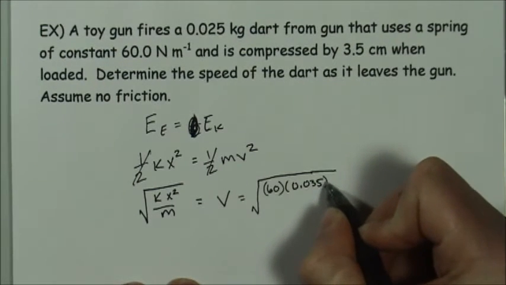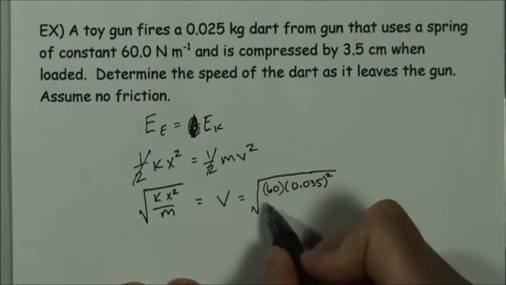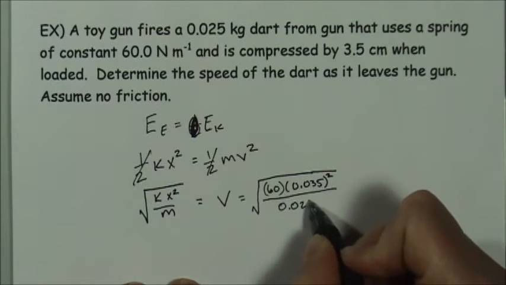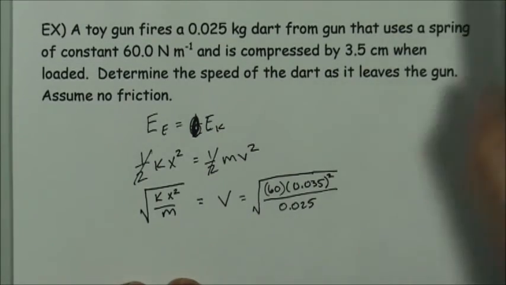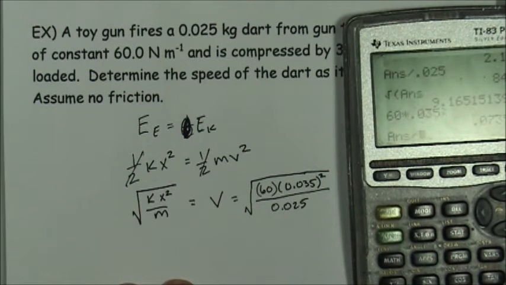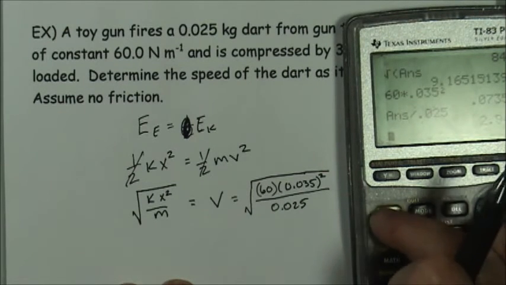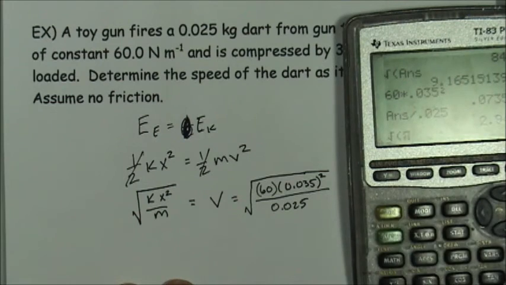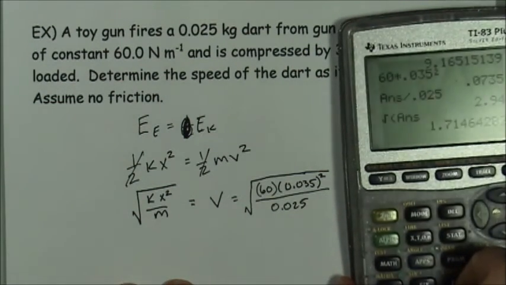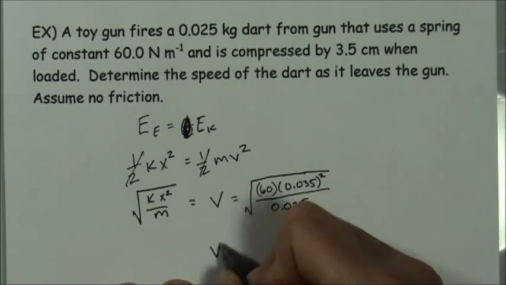0.035 squared. And then that's all divided by 0.025. So calculating the final answer, 60 times 0.035 squared equals, divided by 0.025, and then taking the square root. So we get 1.71 meters per second.